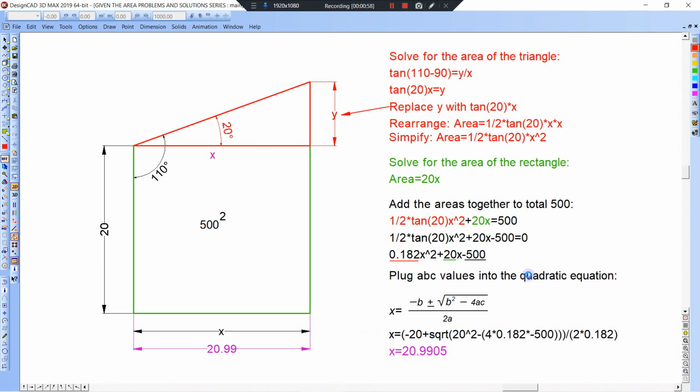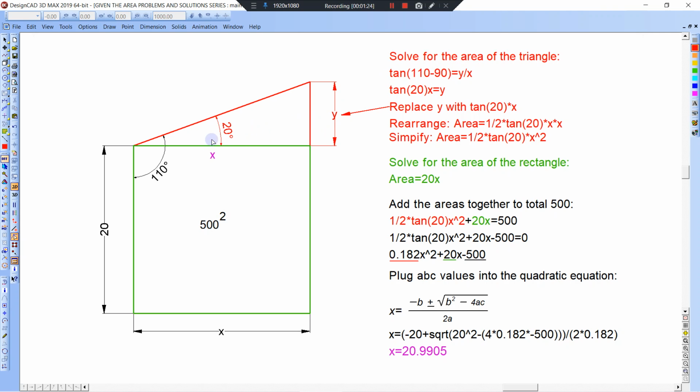Okay, so I'm giving you a real simple solution, or more of a basic understanding of what's happening. This is the rectangle, and this is a triangle that's attached to it. We don't know what x is. We've got to solve for x. We know the area is 500, so we're going to add this triangle and this rectangle with the x unknown, so solve for the area.